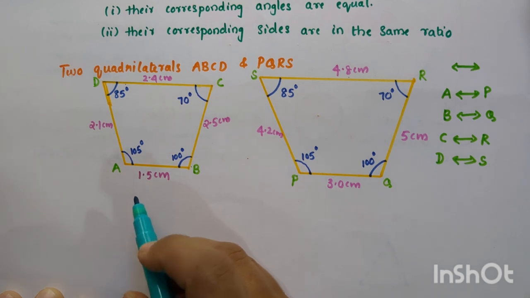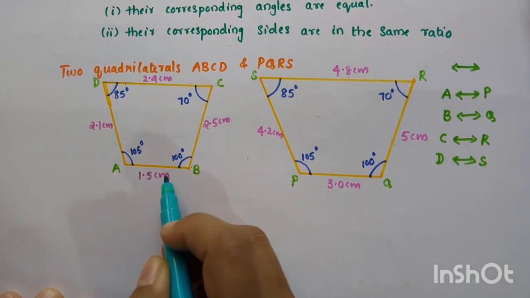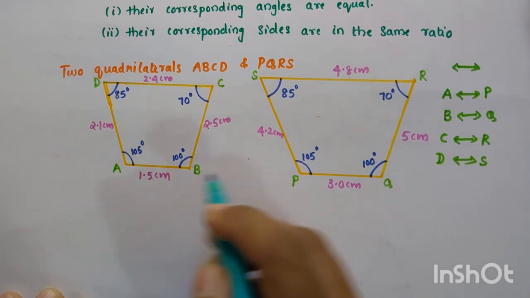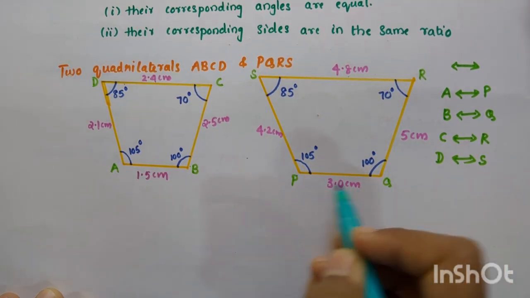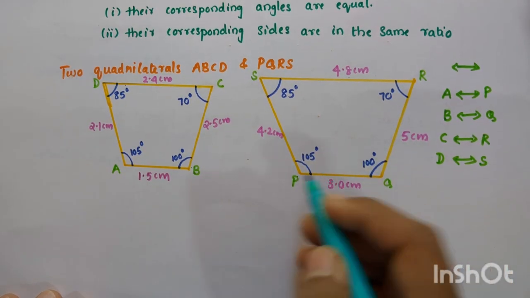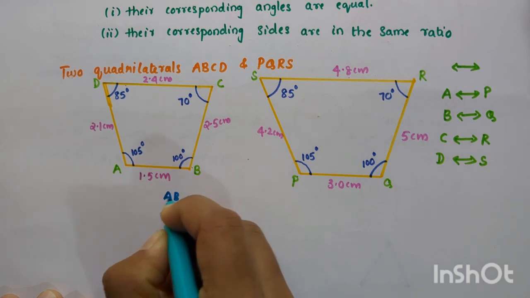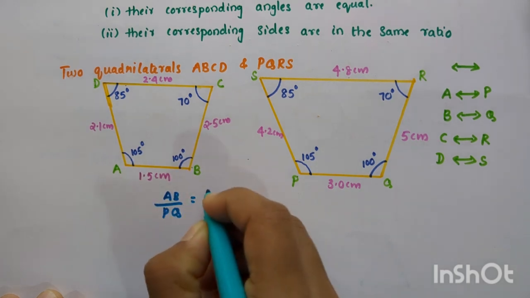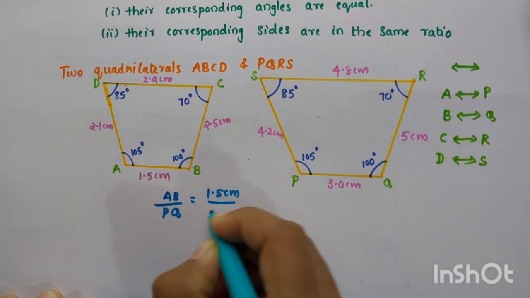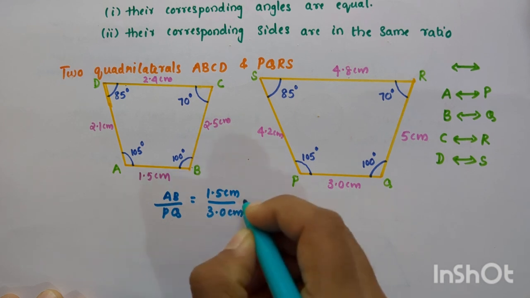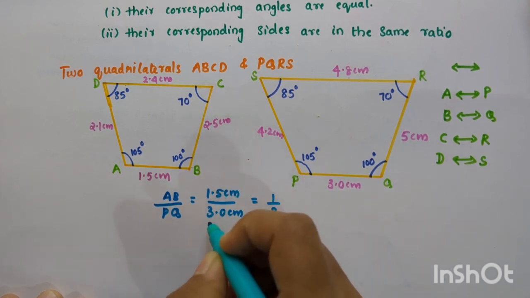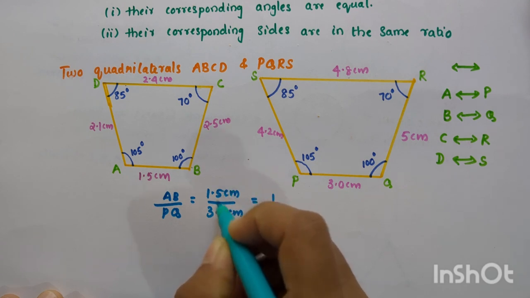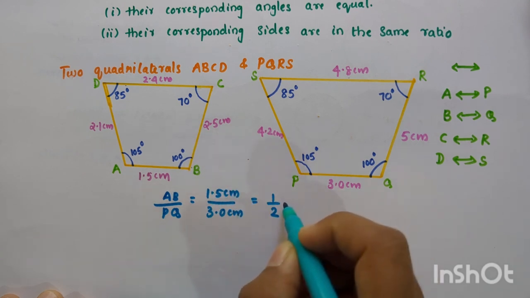So you see, corresponding to the side AB of the first quadrilateral, here we have the side PQ of the second quadrilateral. So the ratio of these two sides, that is AB divided by PQ, will be equal to 1.5 centimeters divided by 3.0 centimeters. This is actually equal to 1 by 2. Centimeters cancelled. 1.5 by 3.0 into 10, so 15 by 30, which is 1 by 2.